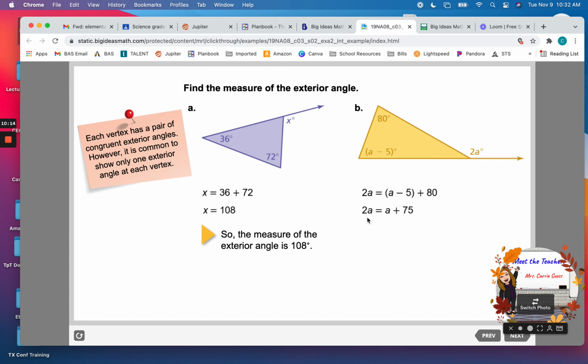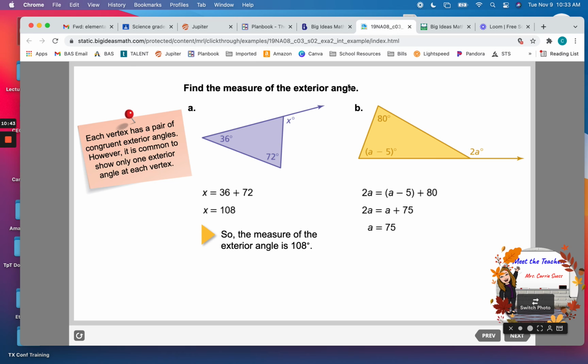Now what should I move over to the other side? Let's move the A, because then we're combining like terms. So if this is a positive A, what am I going to do to move it? Subtract A. So A minus A is gone. On the other side, I have 2A minus 1A. What do I get? A. So all of a sudden, we have the answer, because we're left with 1A. So A equals 75. Is that the answer to the question?